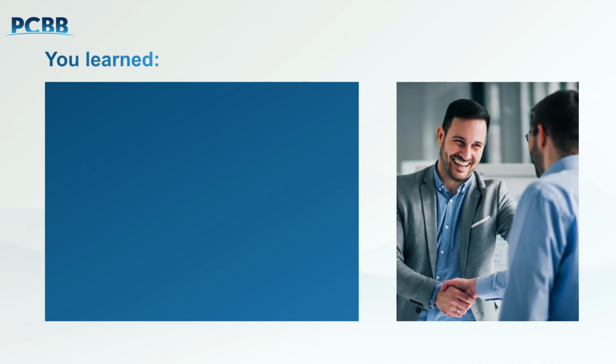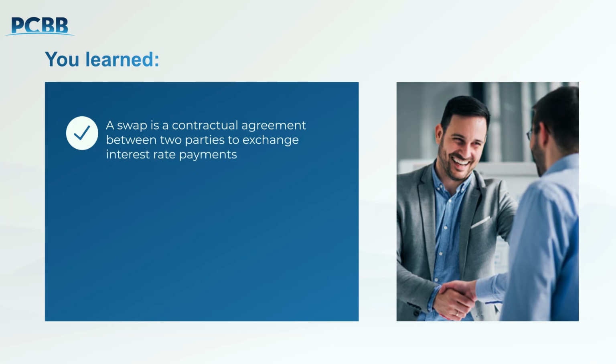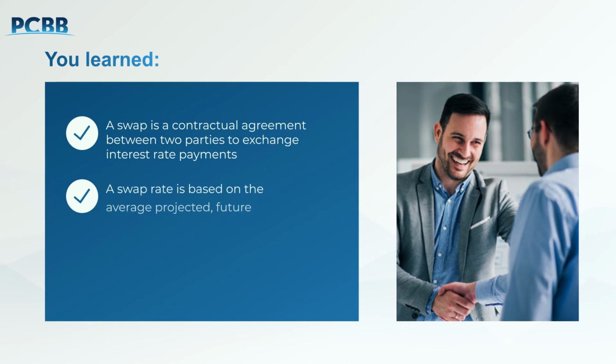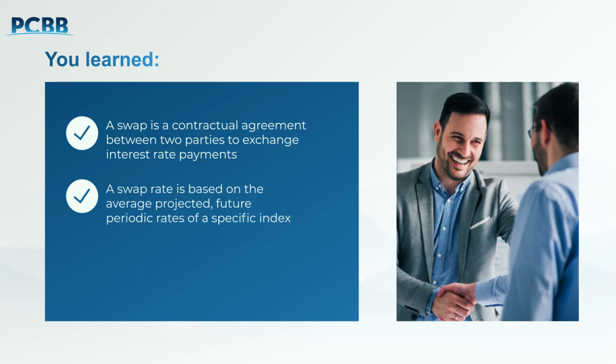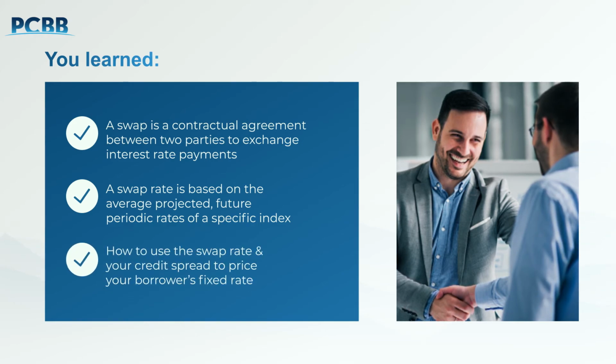This concludes our review of swaps, a BLP core concept. In this session, you learned that a swap is an agreement between two parties to exchange interest rate payments. You saw how a swap rate is determined based on the average projected periodic rates of a specific index. And you learned how to use the swap rate plus your credit spread to price your borrower's BLP fixed rate.